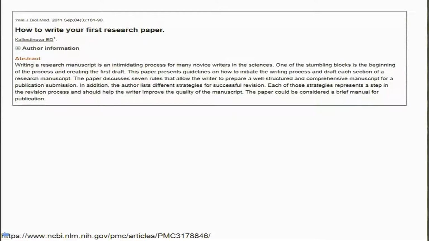One of the stumbling blocks is the beginning of the process of creating the first draft, because you do not write a manuscript in one go. At least 10, 15 times you have to revise, edit and improve your manuscript. So, there are several strategies and guidelines that have been suggested.